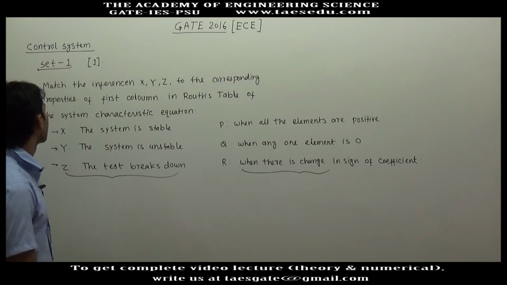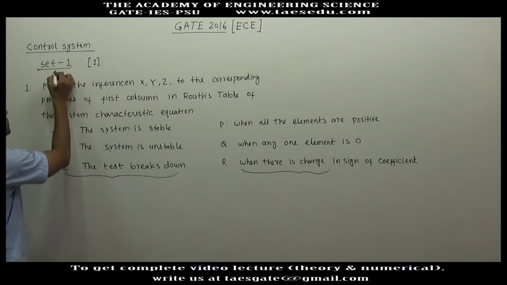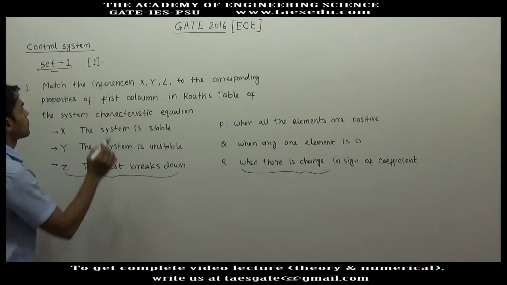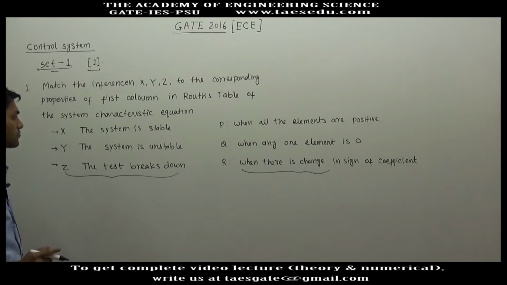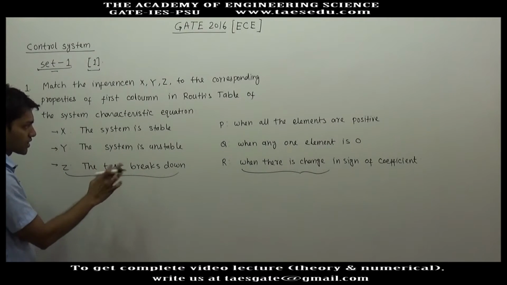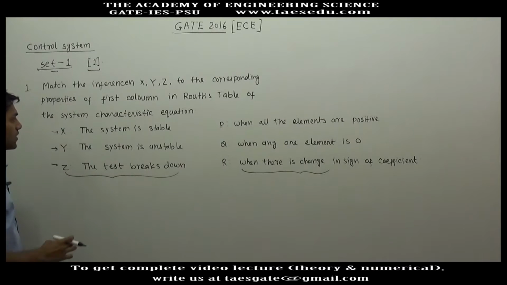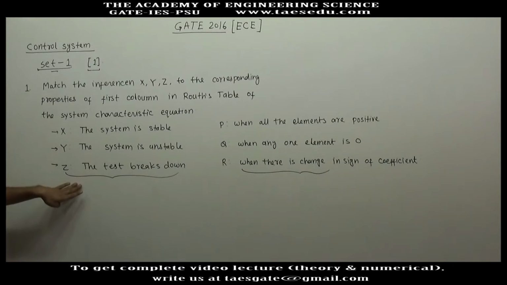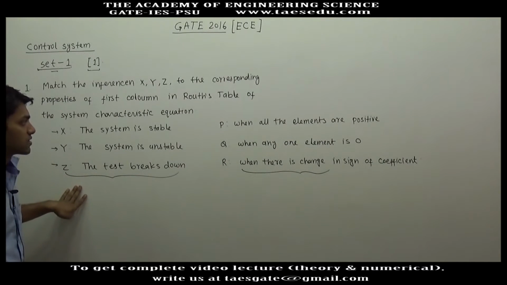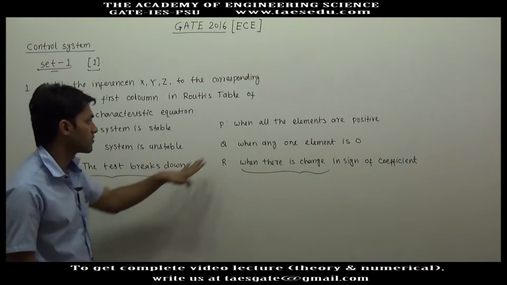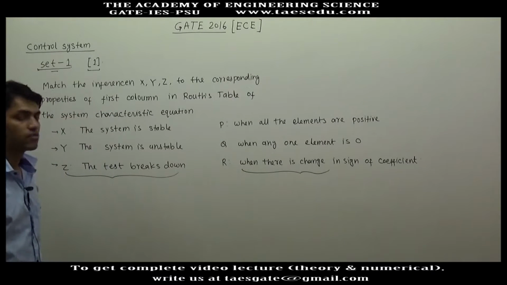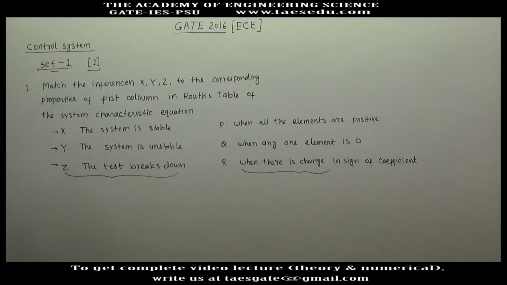Starting with the first question of control system, which was asked in SET1, and this question was of 1 mark. In this question, 3 statements are given. There are 2 sets of statements, and in the first set, 3 statements are given about stability of a system. And here we have 3 statements about the first column of the Routh-Hurwitz table.